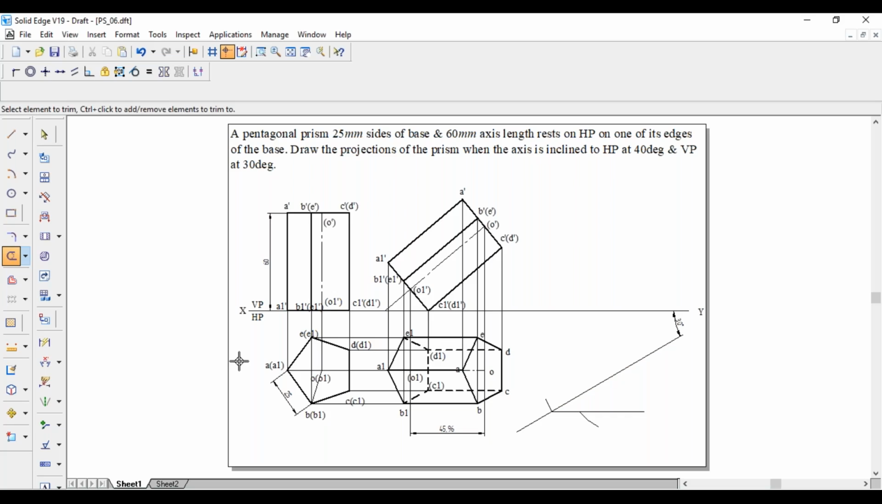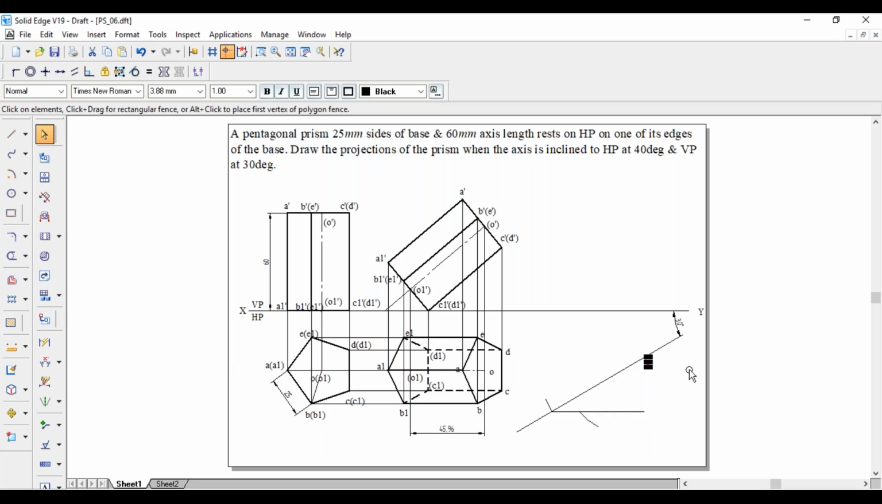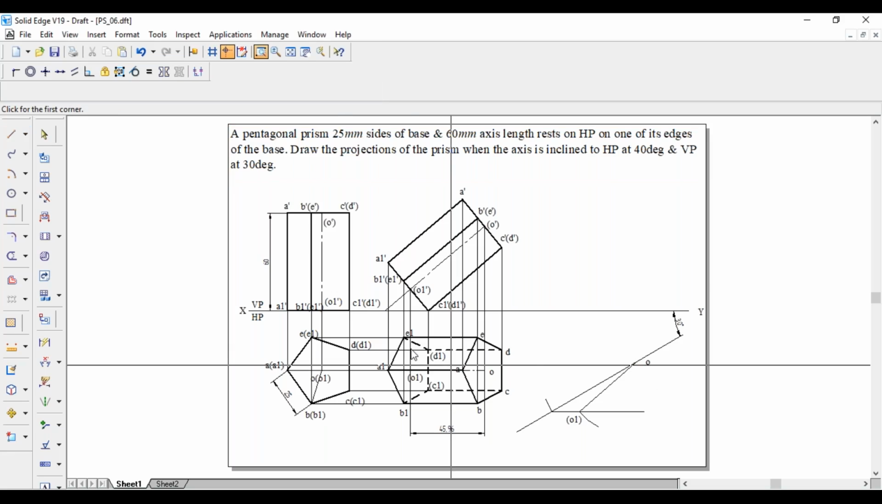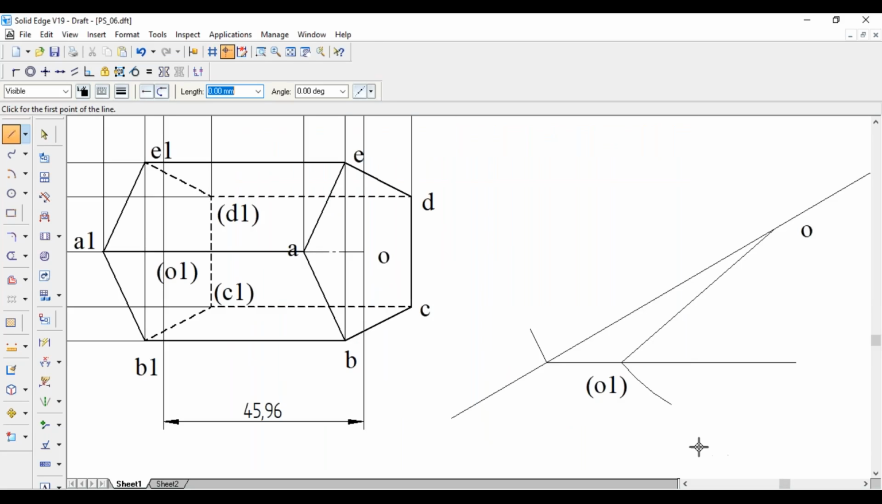So this is O, center will be the O. This point is O1. Join OO1. Now on the line of OO1 only we will get A and A1.